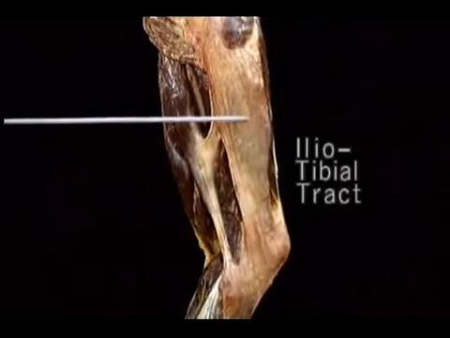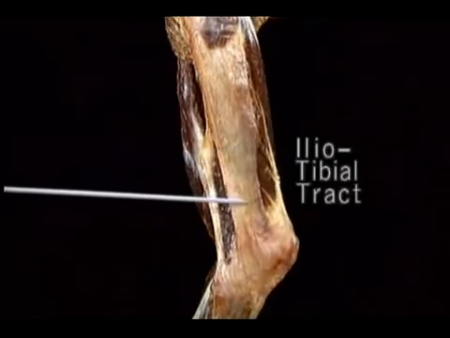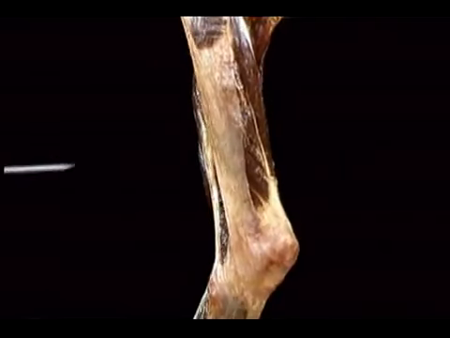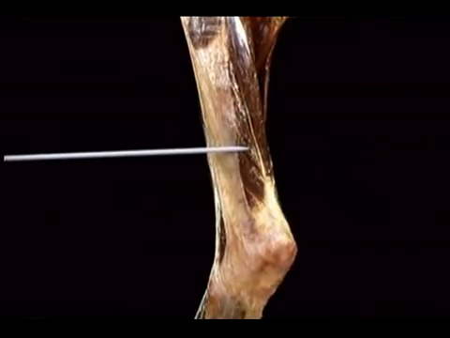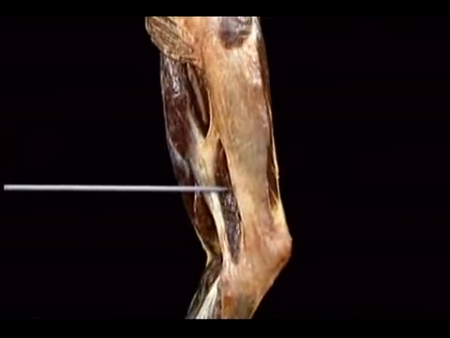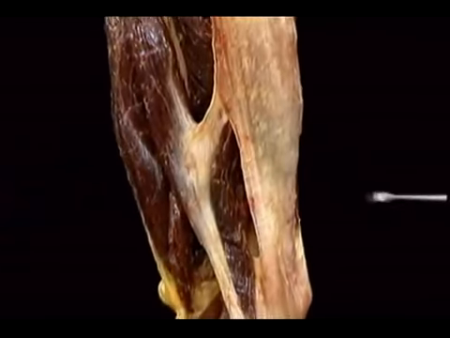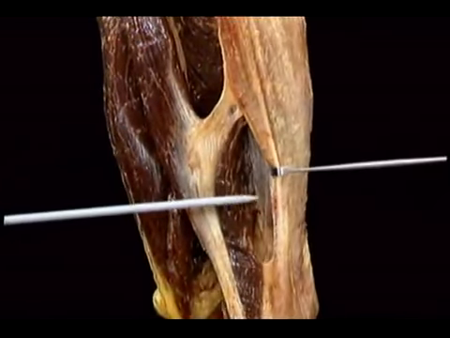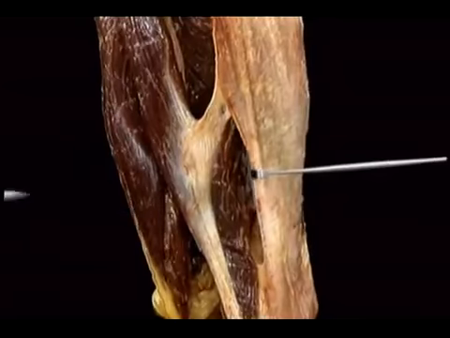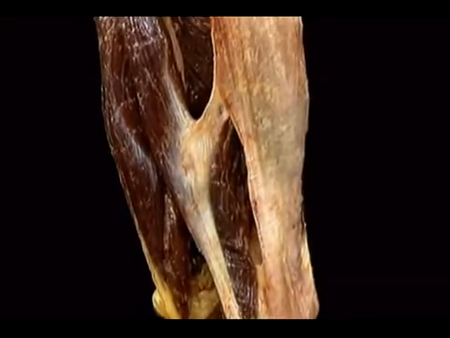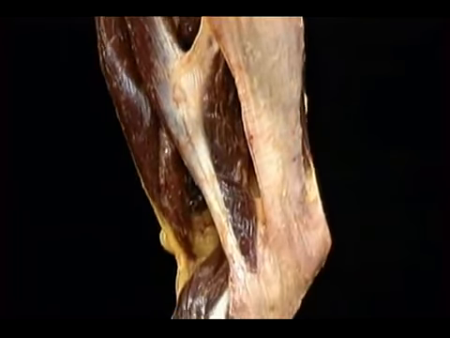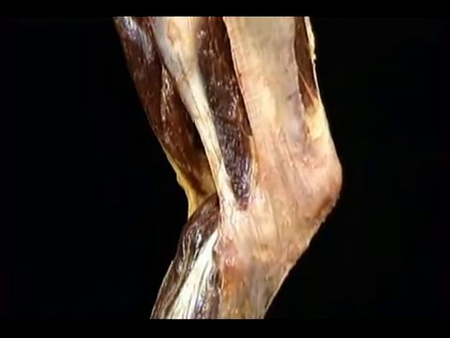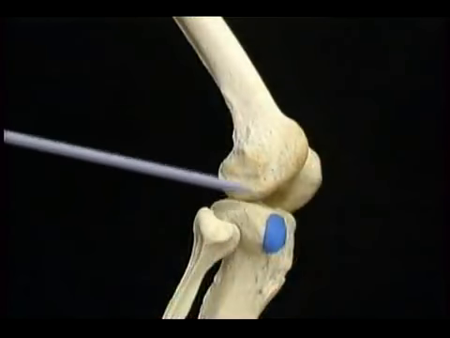Here's the iliotibial tract by itself, with the rest of the fascia lata removed. These muscles, in front of it and behind it, we'll be looking at in a minute. Between the muscles is a strong fibrous septum, which attaches the iliotibial tract to the femur. At its lower end, the iliotibial tract is attached down here on the tibia.